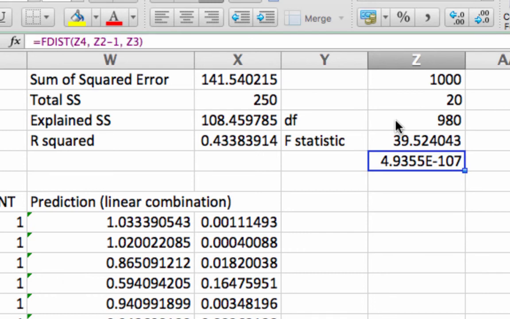And remember, the lower the p-value, the less likelihood that these results are due to chance alone, assuming that there's no relationship between those independent variables and the dependent variable out in the population. And so you can see we've got this 4.9 something times 10 to the negative 107. So that's like a 0.000, with 107 zeros before you even get to the first significant digit. So we know that's a super low number, so we can conclude that this model is significant.